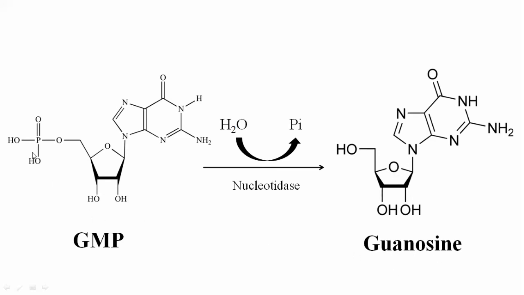Guanosine together with a phosphate is known as guanosine monophosphate, because it is a single phosphate. When the phosphate is removed, guanosine monophosphate becomes guanosine. It is the guanine attached with the ribose sugar, and the phosphate group is released with the help of the water molecule and nucleotidase. So nucleotidase converts guanosine monophosphate into guanosine through removal of the phosphate from GMP. This is the formation of guanosine from guanosine monophosphate with the help of the enzyme nucleotidase, in the presence of a water molecule.